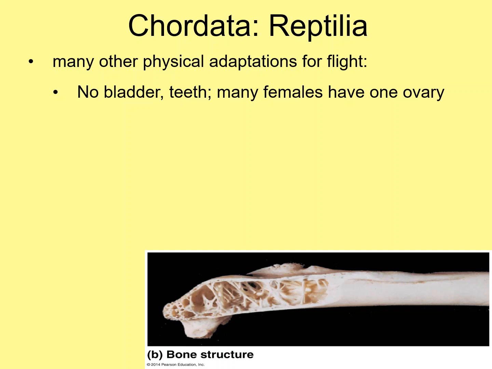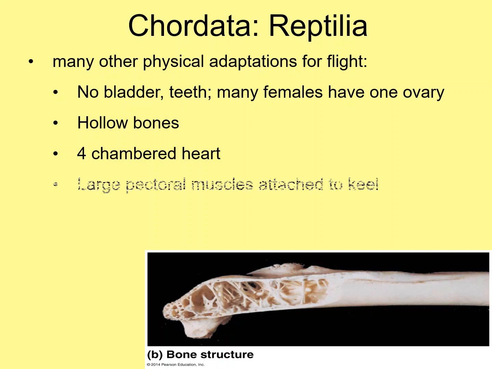These are for generating power for flight. That means powering muscles and increasing oxygen supply, so they can actually have powered flight rather than just gliding. And so this would be the four-chambered heart. You're increasing your oxygen supply to muscles, extremely important.